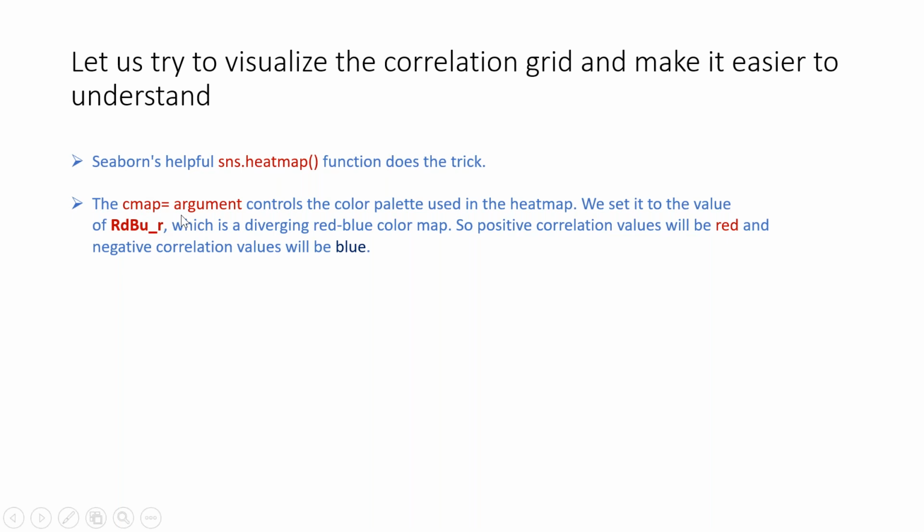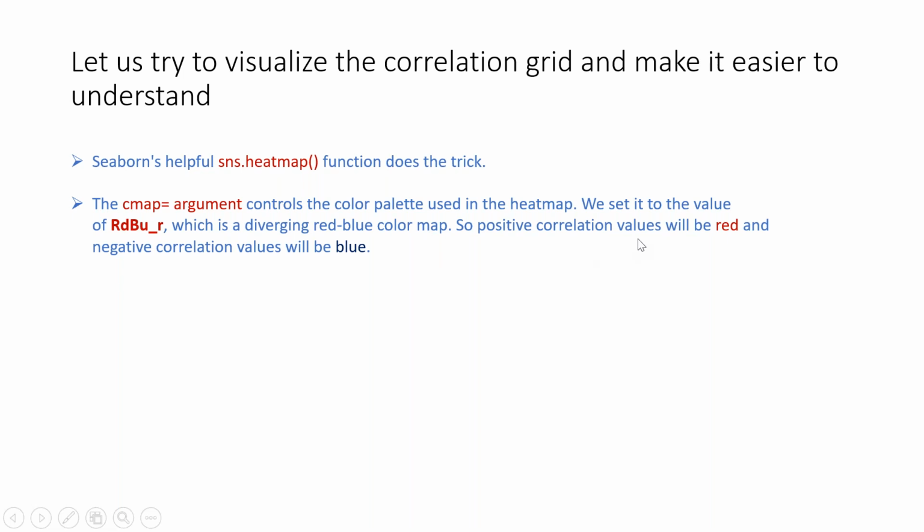There is something called the cmap argument. This actually controls the color palette used in the heat map. Because it's a heat map, we always have to understand color palettes. Many options are there. So we are using this string, capital R, small d, capital B, small u, underscore, small r, RdBu_r. Basically, it paints your heat map with red and blue color coding, which is a diverging red-blue color map.